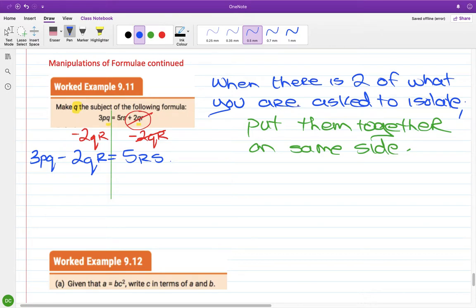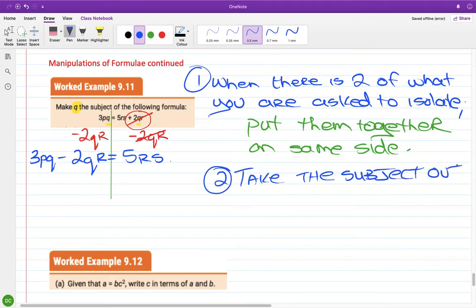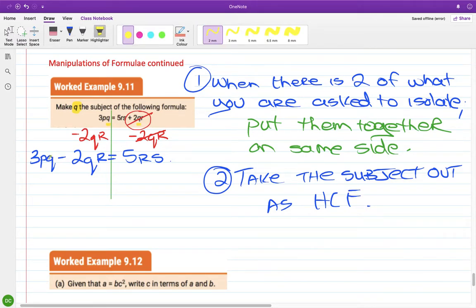Okay, so now I've done what I said I was going to do over here. When we have two of what we've been asked for, you put them together on the same side. I've done that now. Okay, the next thing you need to do is take the subject out as a highest common factor. Okay, so we gathered these because of the Q's. So there's a Q and there's a Q. So I take the Q out as a highest common factor.